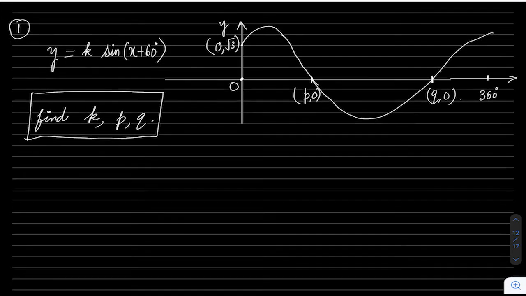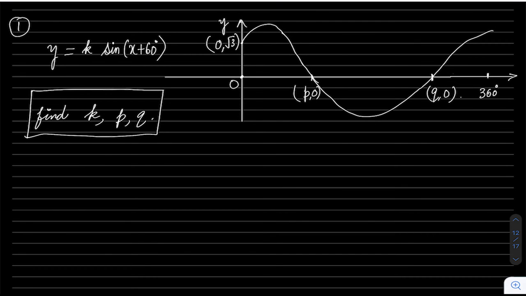Let's quickly solve one question, to see how they ask questions in the exam. So this is one question. It's given that this graph is y equal to k times sine of (x plus 60 degrees), and this is the graph. It shows that it is starting from the point (0, root 3) on the y-axis, and then it crosses the x-axis at (p, 0). Then again it crosses at (q, 0). The graph is given from 0 to 360. So you have to find the value of k, p and q.